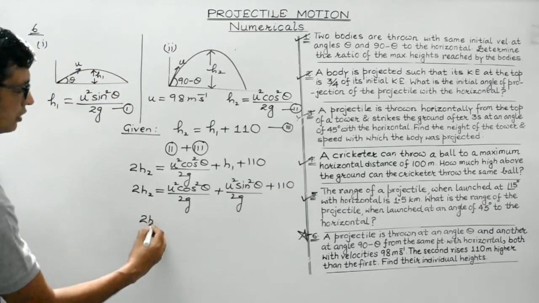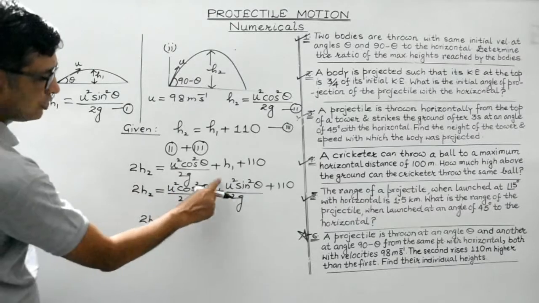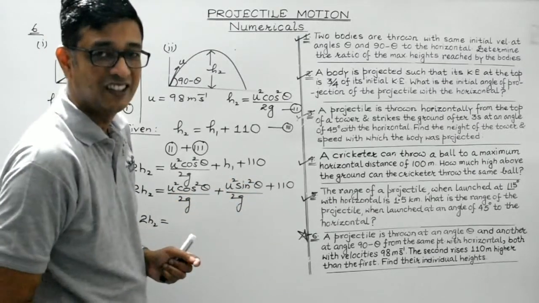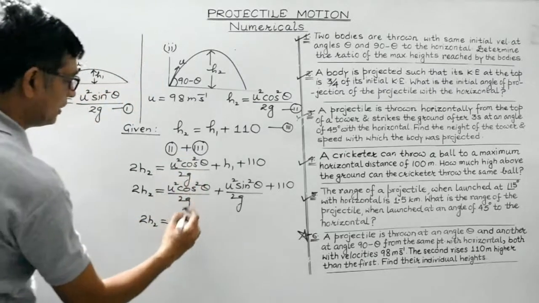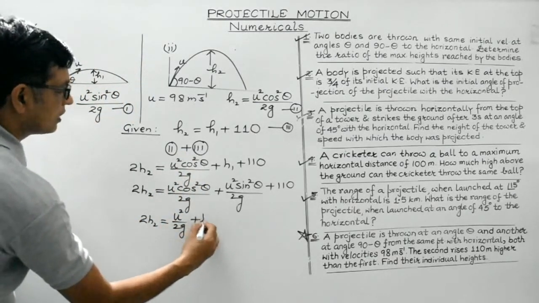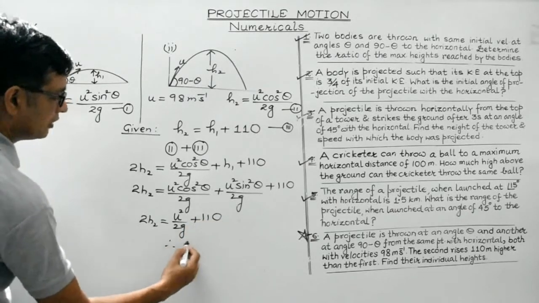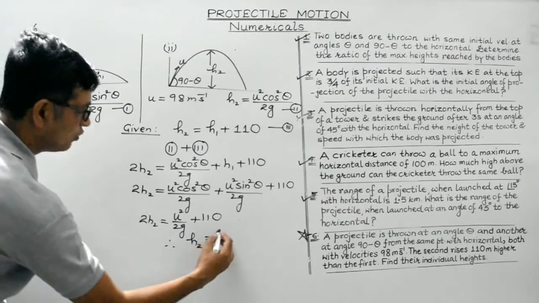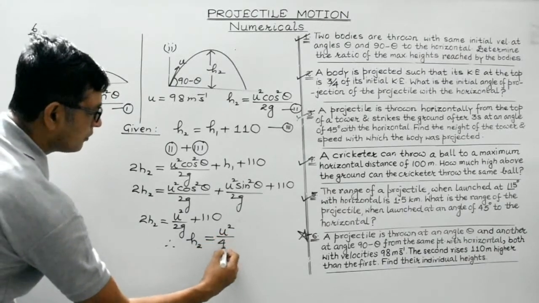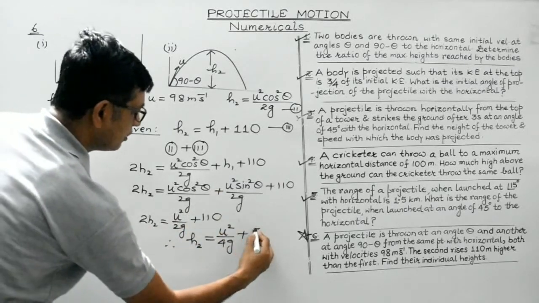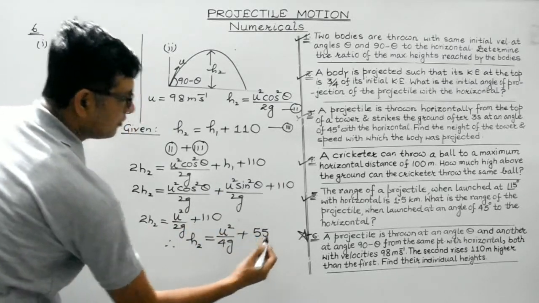So still further, u square by 2g is common in both the cases. So cos square theta plus sin square theta is equal to 1. So we will be left with only u square by 2g plus 110. Therefore, students, dividing throughout by 2, we should get the expression for H2. What we get is u square by 4g plus, dividing throughout by 2, here we get 55. Right?